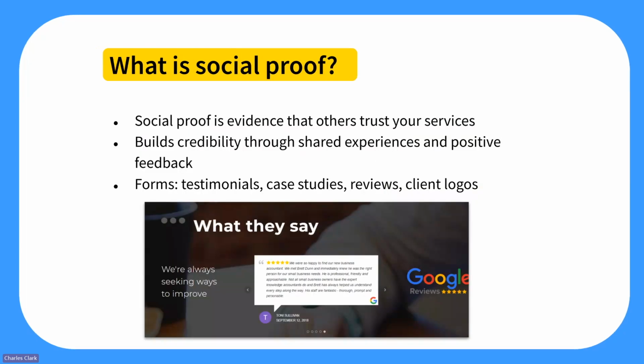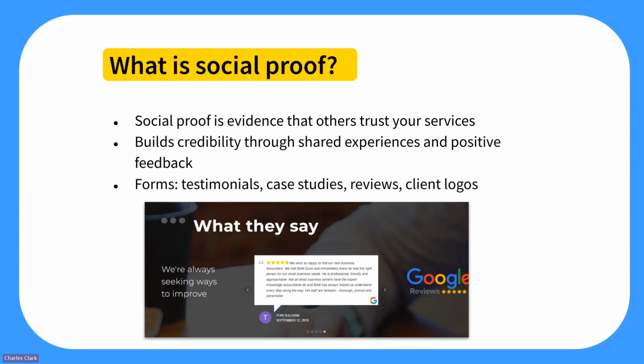Now, the reason that Tom is joining me today is that he is the owner and director of Boma, Better Marketing Results, and he and I have had many conversations over the last few years that we've worked together about social proof, so we thought it would be a great webinar and topic for us to do together. So I suppose the first question is, what is social proof?